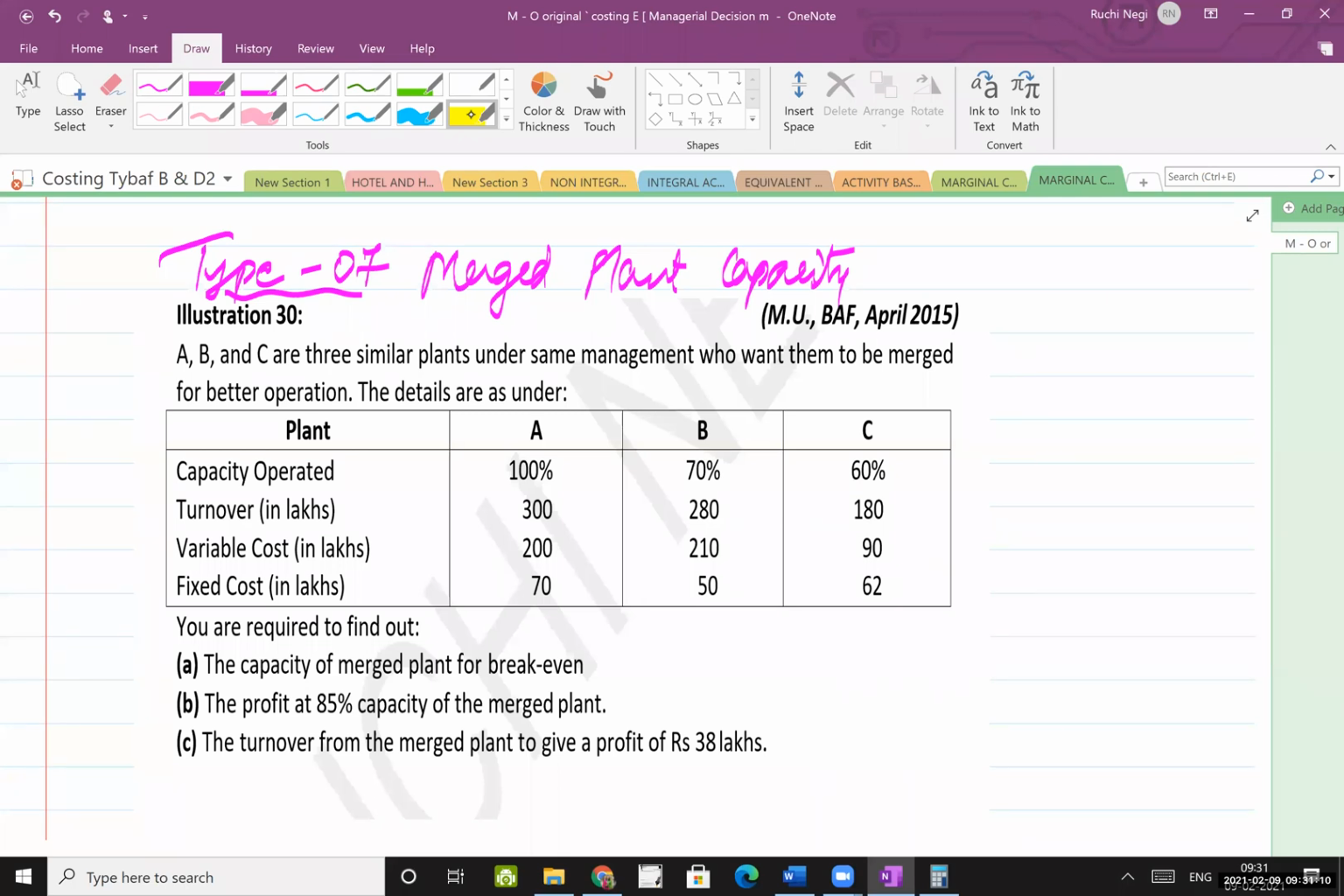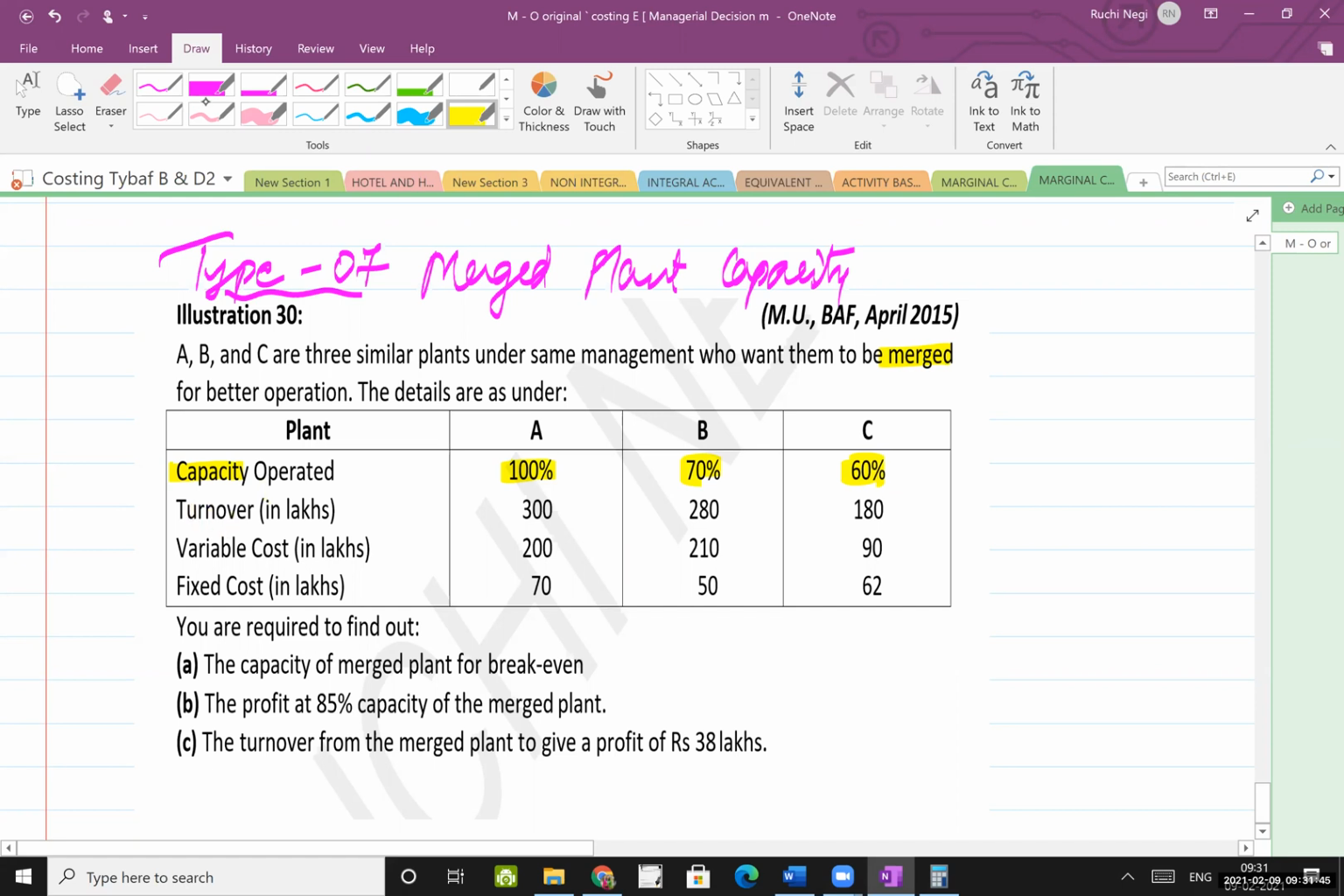Now what is this merged plant capacity? And how will you come to know in the exam? It's a question on merged plant. Obviously, see the first line. Read the first line. A, B, and C are three similar plants under the same management who want to be merged for better operations. Okay. So capacity operated लिखा है. The capacity is given. It's operating at 100. This is 70. This is 60.